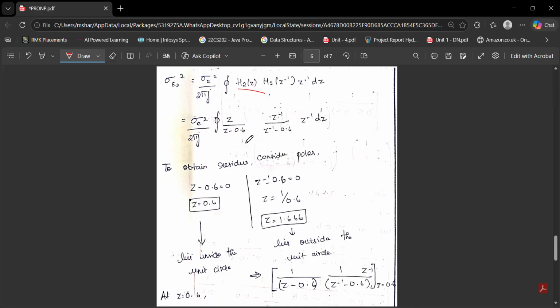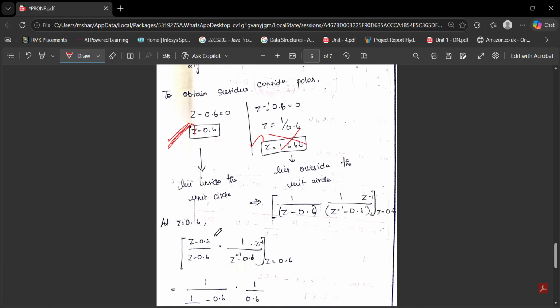Here there are two factors in the denominator. We will be equating them to 0. So the first pole will be z is equal to 0.6 and the second pole will be z is equal to 1.6. Obviously this 0.6 will lie inside the unit circle. So I will be considering only this as a pole and I will be omitting the other.